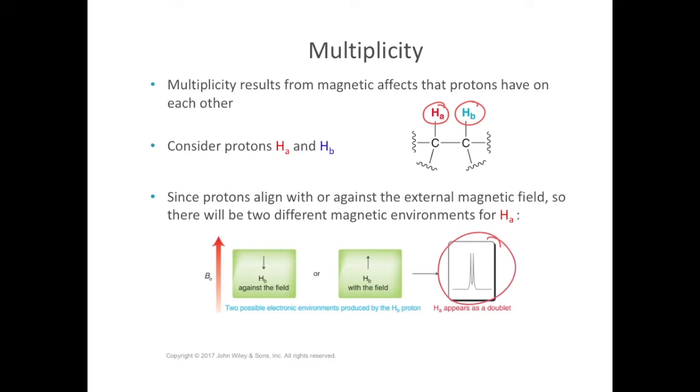So if HA is in a molecule where HB is aligned against the field, then it experiences a slightly reduced external magnetic field than if HA is in a molecule where HB is aligned with the field. So as a result, HA is experiencing two different magnetic environments.